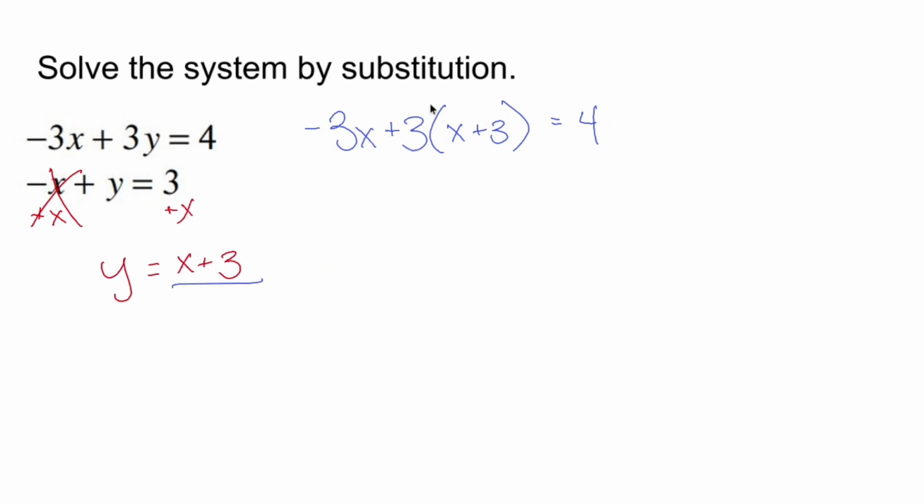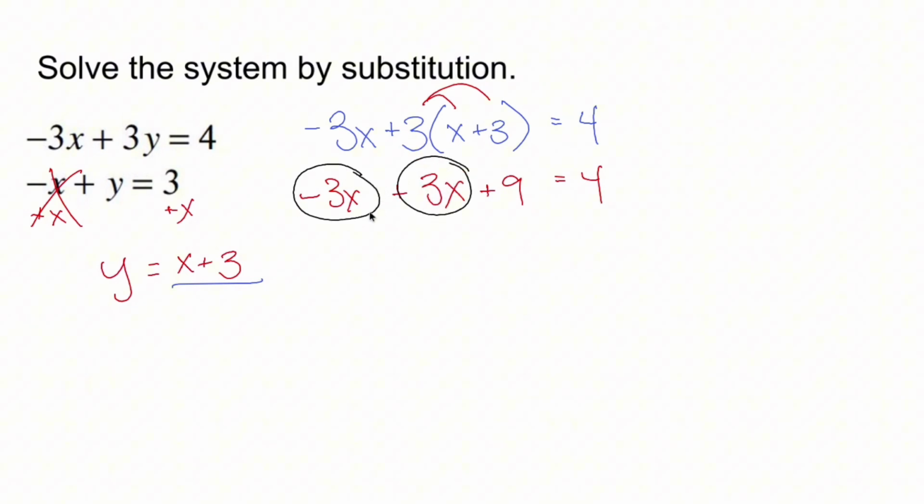Let's do a little bit of distributive property. 3 times x is 3x. 3 times 3 is 9. Drop down the equals, drop down the 4, drop down the negative 3x, drop down the plus sign. On the left side, I can combine like terms. Negative 3x and 3x cancel out. And that leaves me with 9 equals 4.